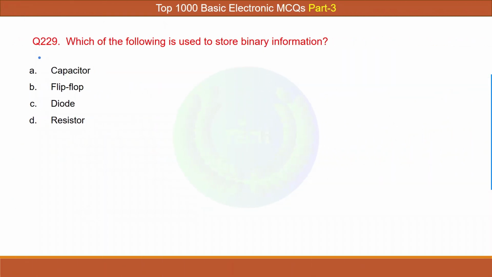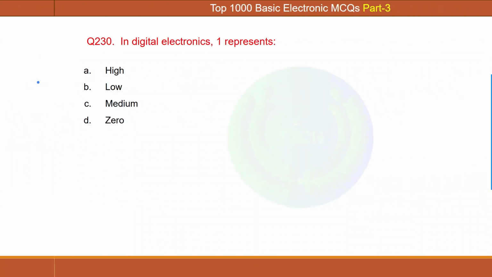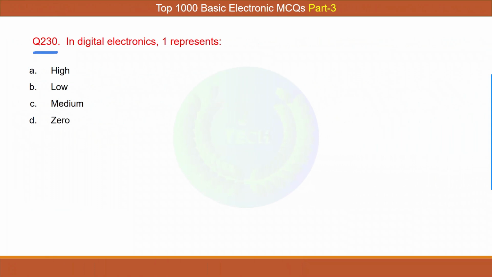Next question, question number 229. Which of the following is used to store binary information? Option A capacitor, option B flip-flop, option C diode, option D resistor. The answer is option B flip-flop. Next question, question number 230. In digital electronics, 1 represents option A high, option B low, option C medium, option D 0. The answer is option A high.